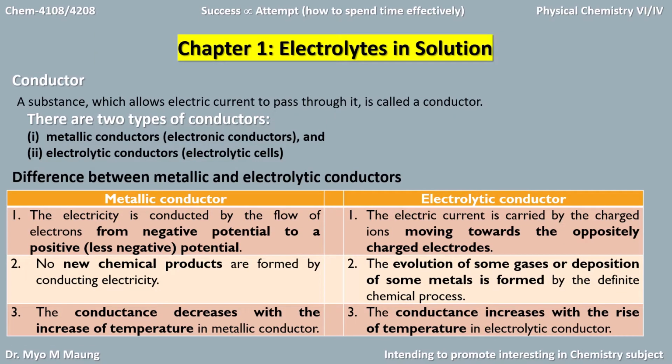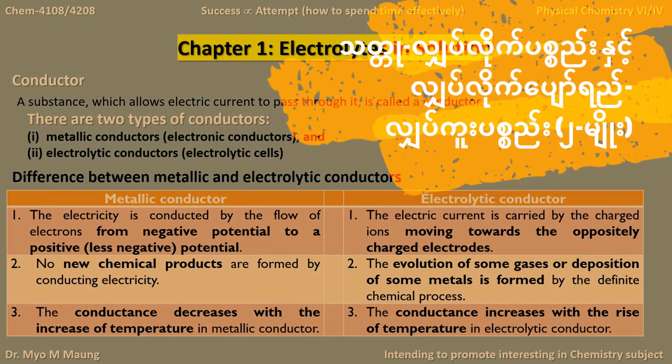Firstly, you should know conductor. A conductor is a substance which allows electric current to pass through it. And also, you have to know that there are 2 types of conductors, metallic and electrolytic conductors. But they have different facts as well.